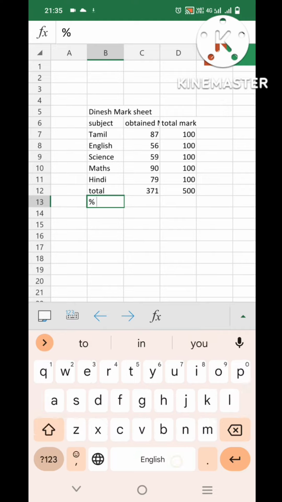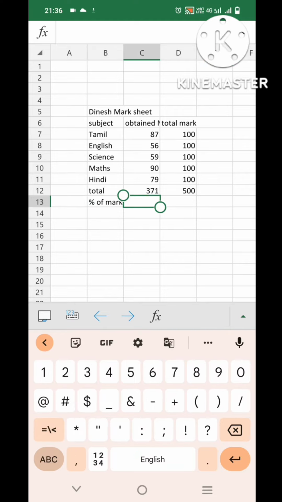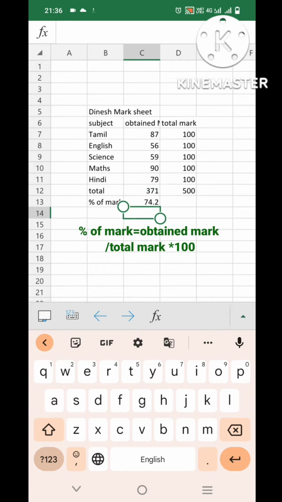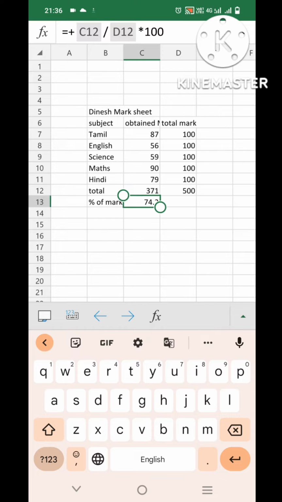For calculating percentage of mark, we need obtained marks as well as the total mark. Obtained mark divided by total mark into 100, you will get the percentage of mark. There is another methodology, the obtained mark divided by total mark.